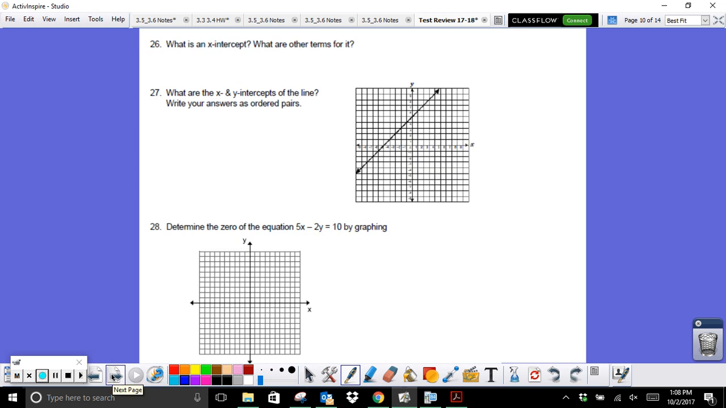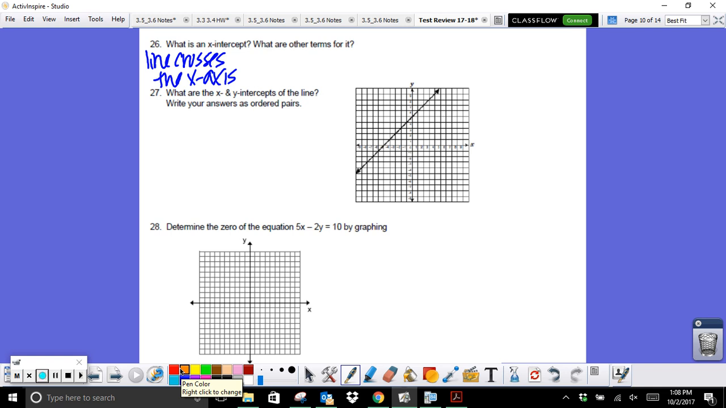Number 26. What is an x-intercept and what are other terms for it? Okay, so an x-intercept is where it crosses the x-axis. So the line crosses the x-axis. The second part of this question is very, very important. What are other terms for an x-intercept? You need to know all of these very well.